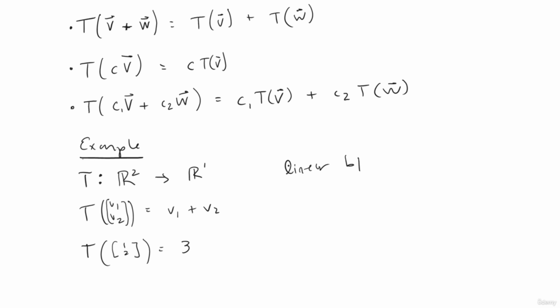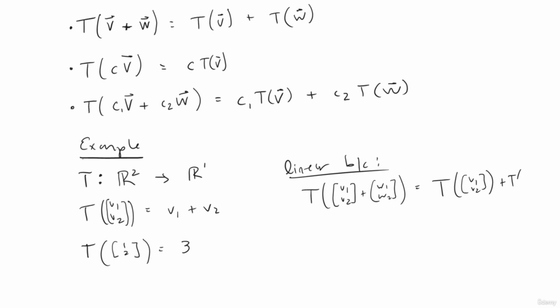Well, it's linear because, first, if we take the transformation of the sum of two vectors, let's have two vectors, v1, v2 plus w1, w2. This is going to be the same thing as if we had taken the transformation of v1, v2, and then added it to the transformation of w1 and w2. And why is this the case? Well, the transformation of the sum of these two vectors is just going to be, after we add these vectors up and then add their components afterwards, v1 plus w1, plus v2 plus w2.